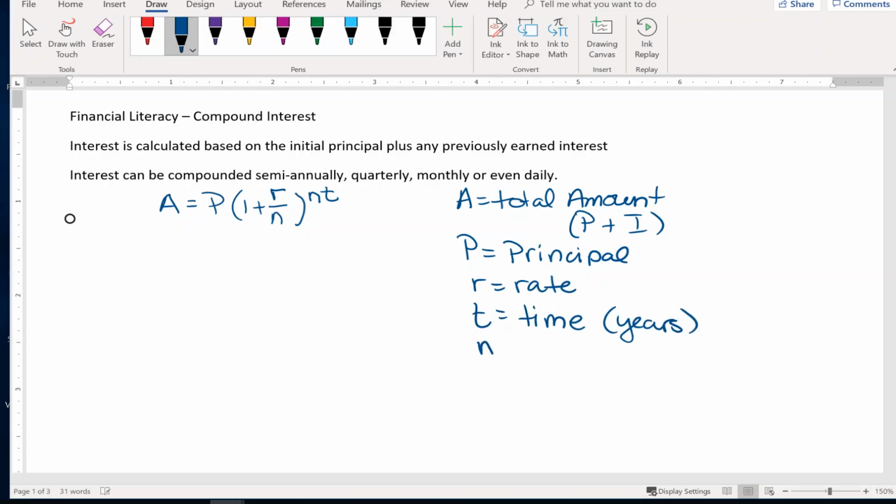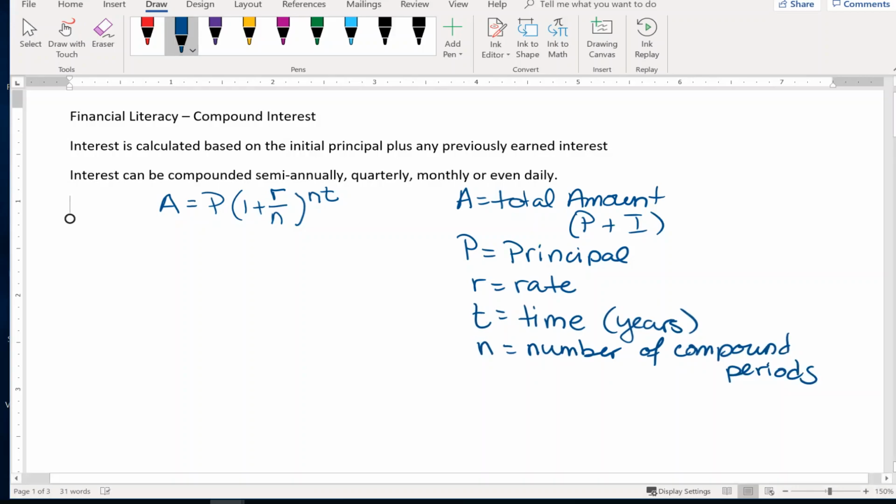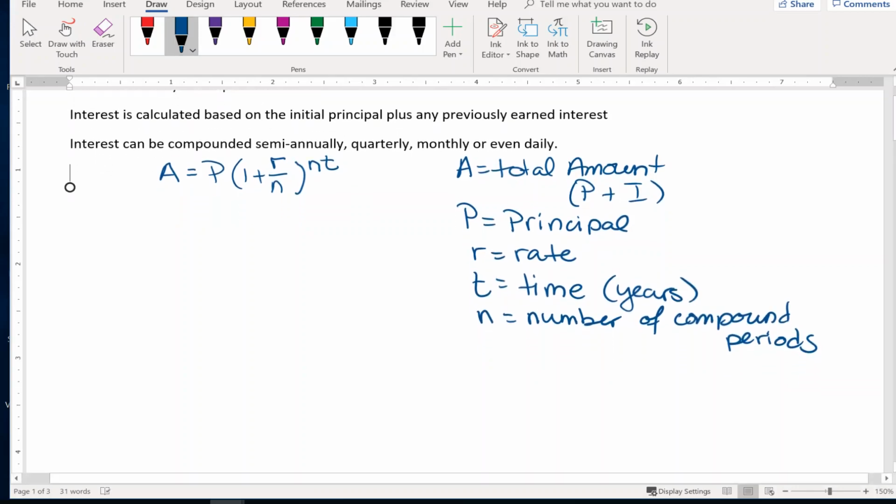But now we have this new variable n, where n is the number of compound periods. So let's take a look at what those could possibly be. So what could our possible compound periods be?